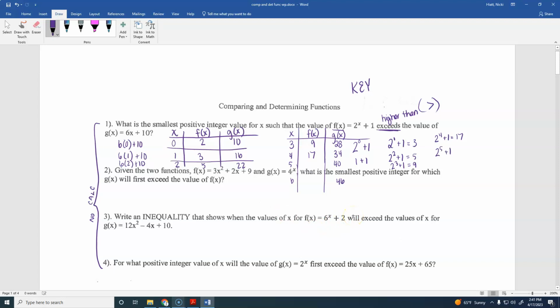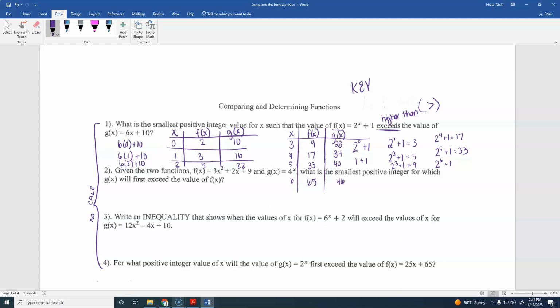2 to the fifth plus 1. What's 2 to the fifth? 32 plus 1 will give me 33. Okay. 2 to the sixth plus 1. 65. Oh, there we go.